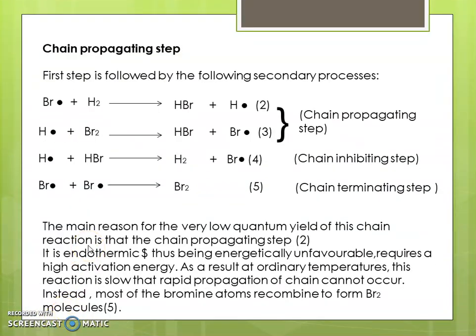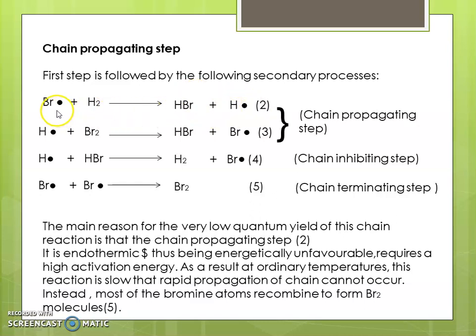Next, the chain propagating steps. The first step is followed by the secondary process, which is the chain propagating steps. Steps 2 and 3 are chain propagating steps. Example for chain propagating step: Br radical plus H2 giving HBr and H radical, plus Br2 giving HBr. In this, the main reason for the low quantum yield is the chain propagating step 2.